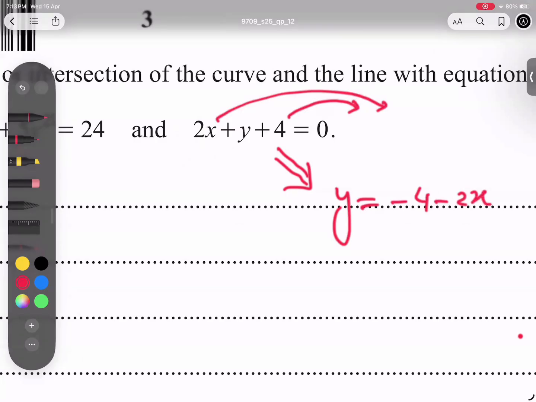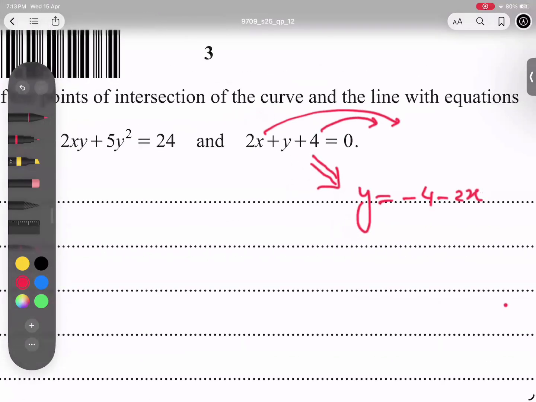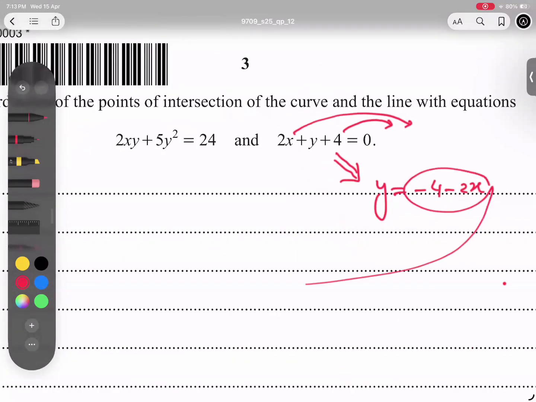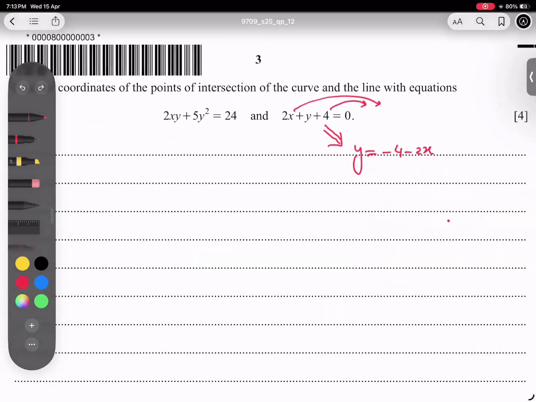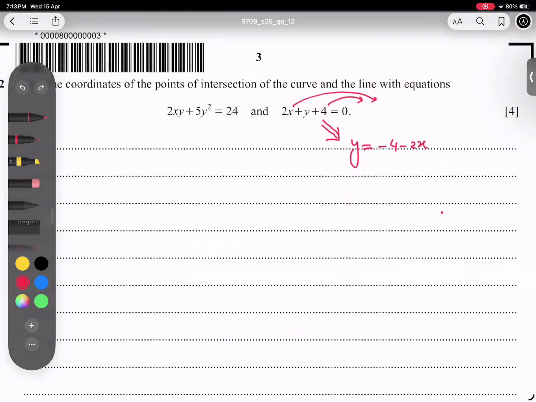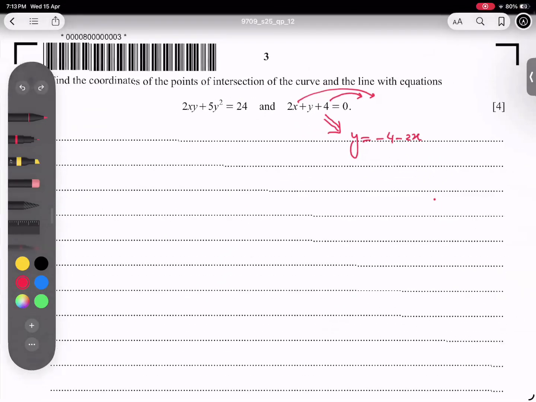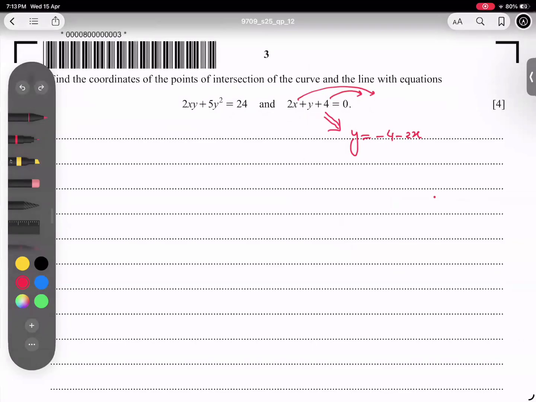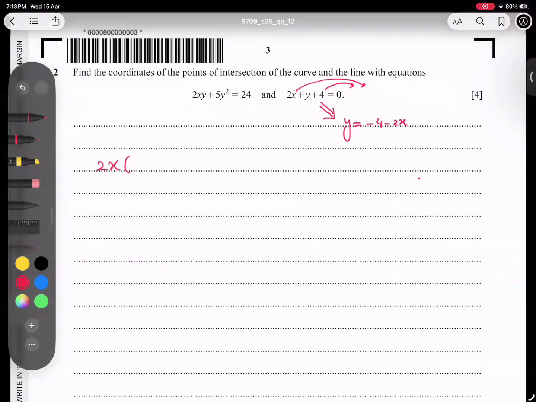I think the point is very clear. And now I'm going to replace this whole value in the place of both y's. Okay, I think the point is very clear. So let's discuss now, and this question is for 4 marks. So I'm going to replace now. 2 times x and y value, and plus 5 times y squared equal to 24. And this value of y I'm going to put here and here. So I'm going to show you -4 - 2x, -4 - 2x. Okay, so I think the idea is very clear.